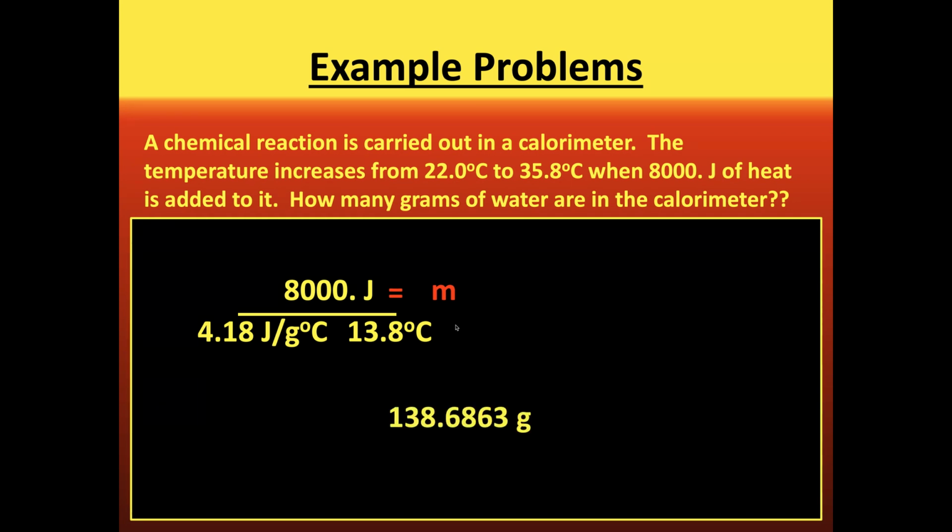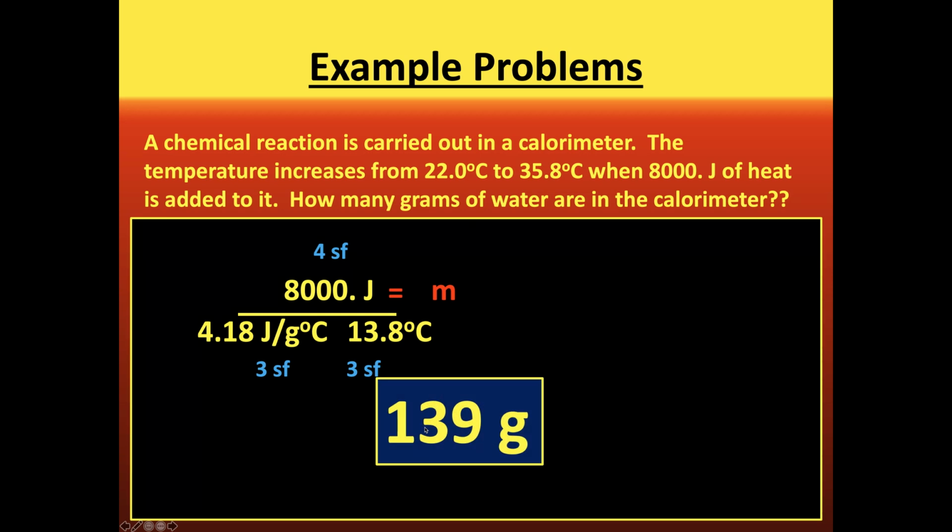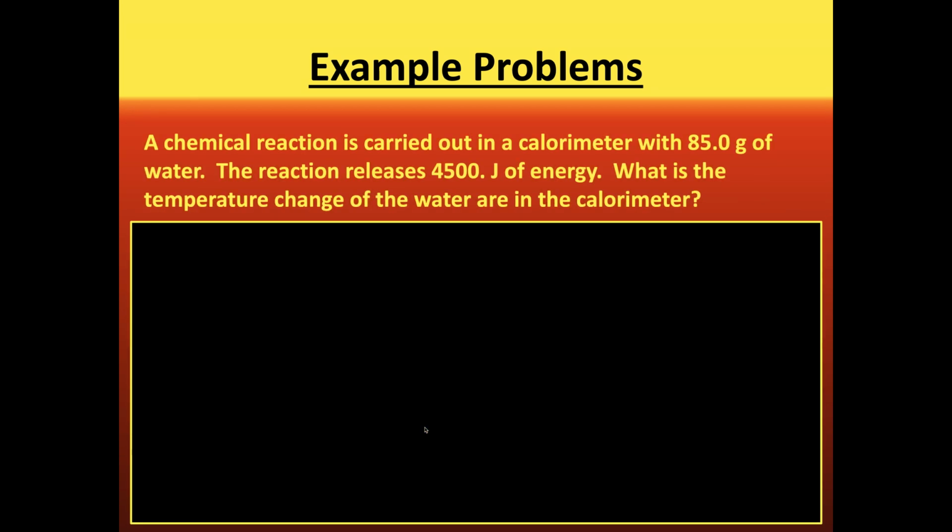How many sig figs? Well, 8,000. joules has 4 sig figs because it has a decimal point. 4.18 has 3 sig figs. 13.8 has 3 sig figs. So I guess we need 3 sig figs. Let's count in 3 sig figs, round it off to the nearest ones. Of course, the 6 in the next place rounds you up to 139 grams. So we've solved for Q and m. That leaves us to solve for delta T.